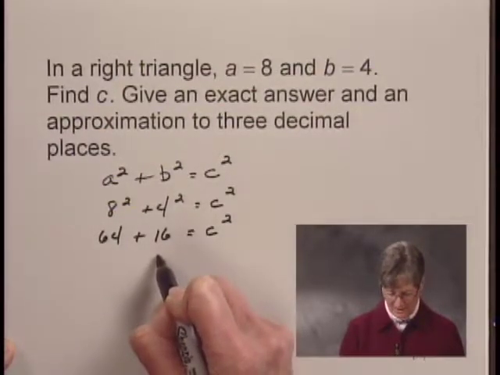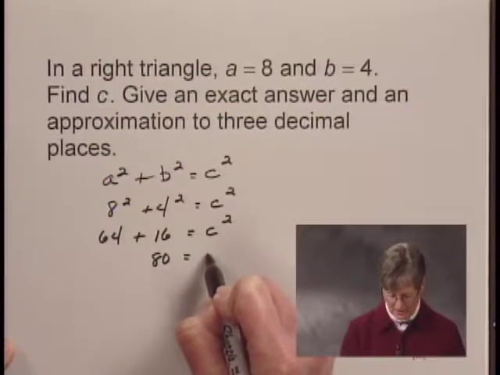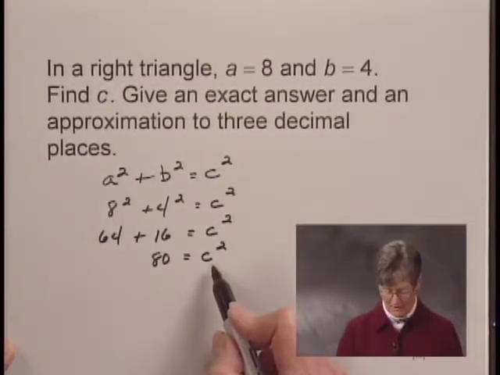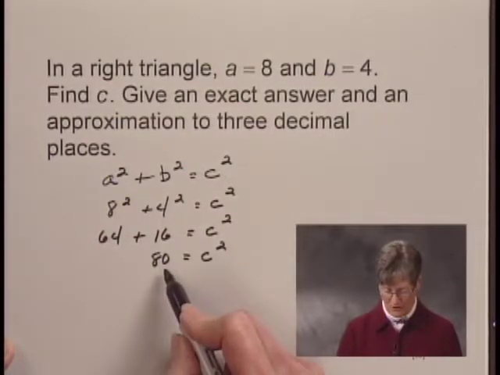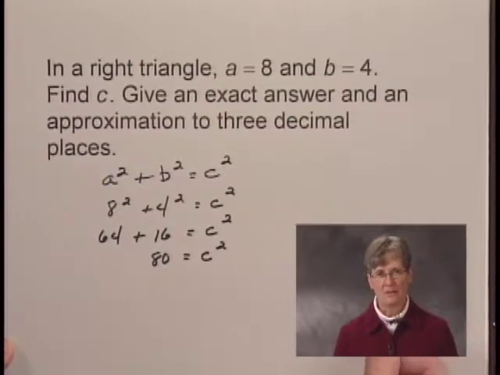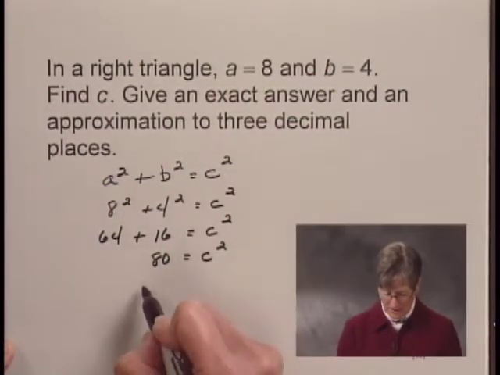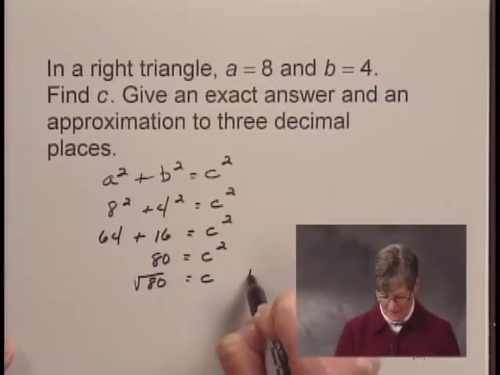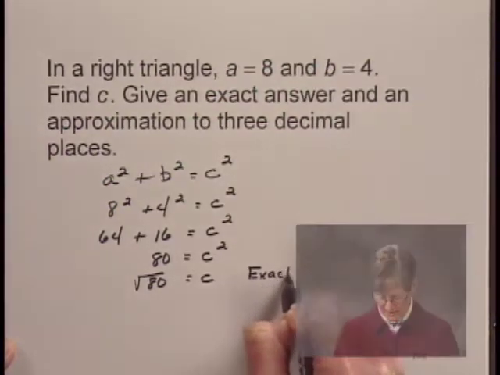When we add on the left side, we get 80, so 80 is equal to C squared. Now, to find the value of C, we take the square root of 80, and we'll take the positive square root because this is a triangle and we're dealing with a length, so it can't be negative. So we say that the square root of 80 is equal to C, and this is the exact answer.